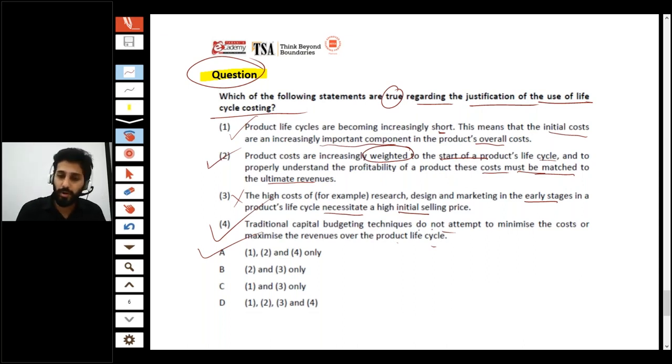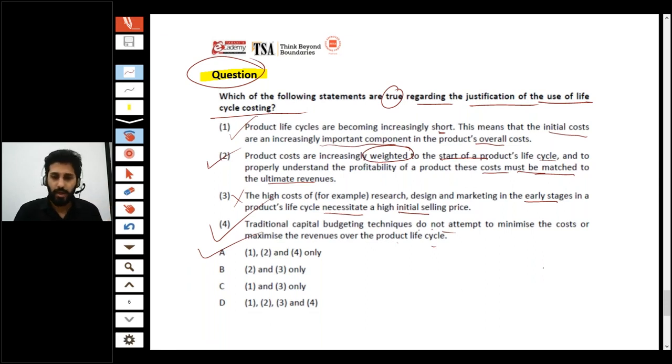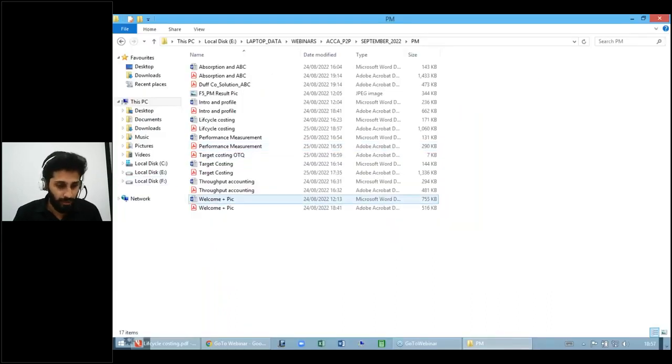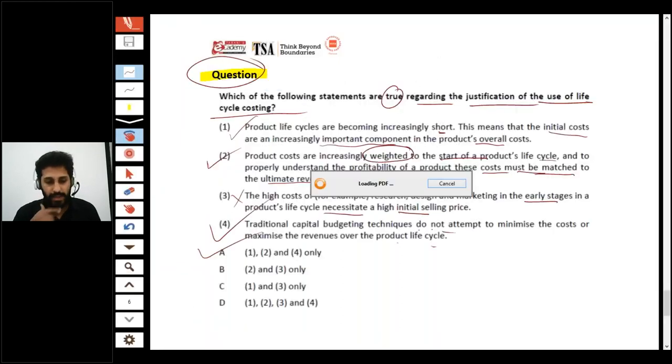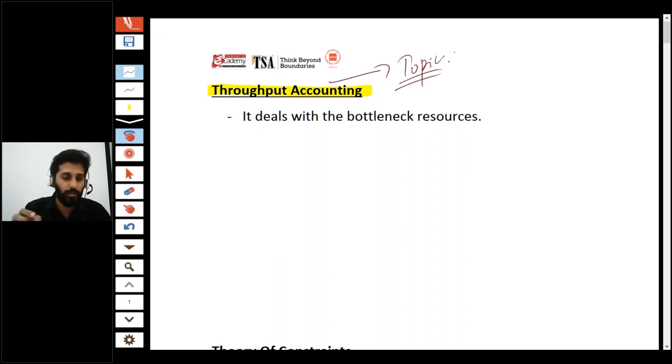Right. So this was the topic of life cycle, and I am now going to discuss with you another chapter, and that is throughput accounting. It's one of the a little bit tricky, or you can say complicated areas. So here I am displaying the file of throughput accounting. It's being loaded here. This is a separate topic, throughput accounting.